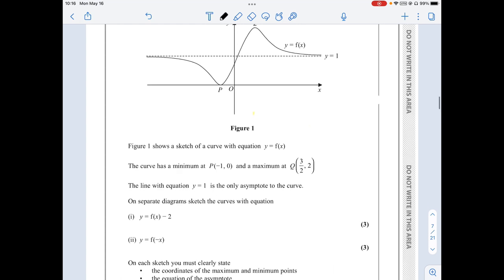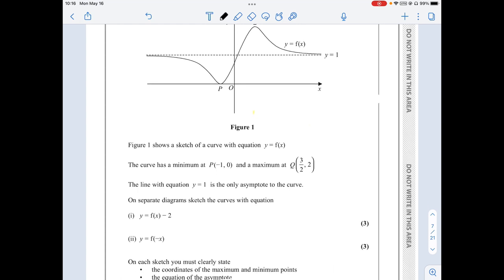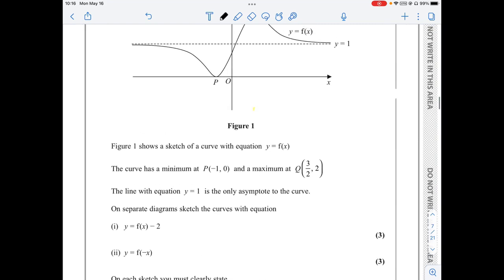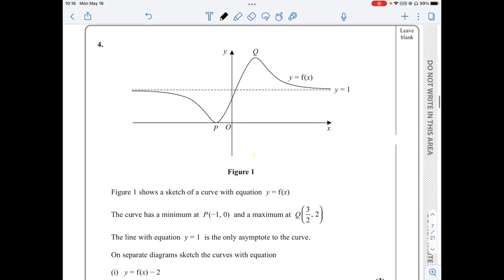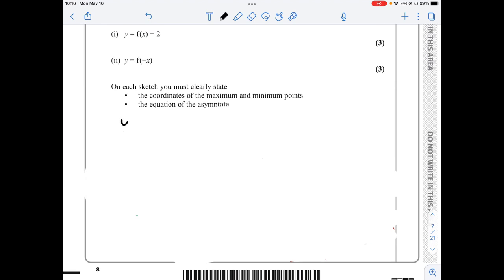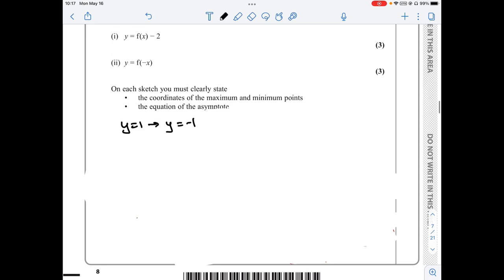The line y equal to 1 is the only asymptote to the curve. On a separate diagram, sketch the curve with the equation y equal to f of x minus 2. So we have to draw the curve for y equal to f of x minus 2. So what is happening? The asymptote y equal to 1 becomes y equal to minus 1 because it is getting shifted down.